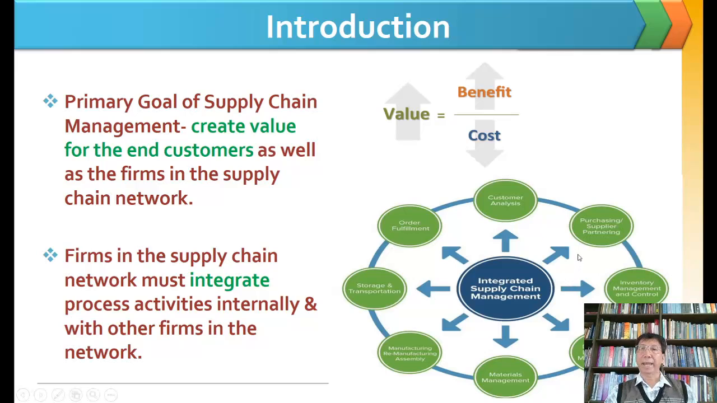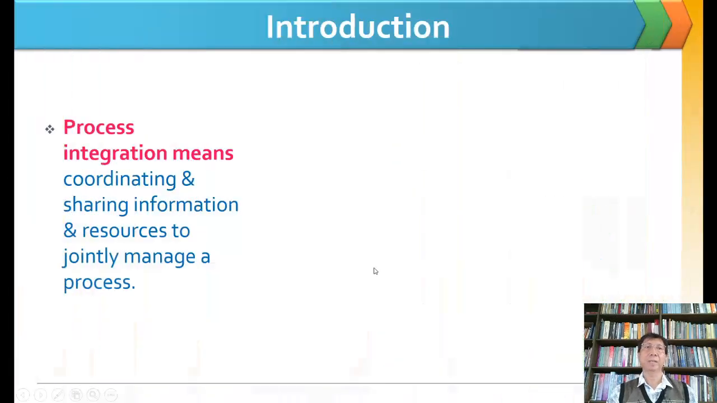What are the integrated supply chain management processes? First, the activities: purchasing or supplier partnering, inventory management and control, demand and lead time management, material management, manufacturing, remanufacturing or assembly, storage and transportation, order fulfillment, and finally customer analysis.